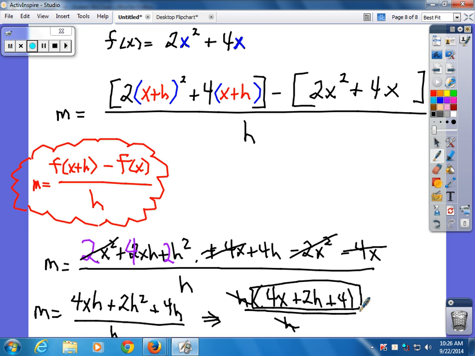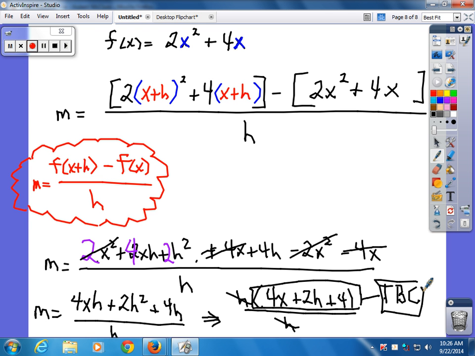See, this is to be what? To be continued. Okay? For now, the answer is 4x plus 2h plus 4, 2h plus 4x plus 4, 2h plus 4 plus 4x. Doesn't matter how you do it because 2 plus 3 is the same as what? 3 plus 2. So it doesn't matter about the order. That's your answer.